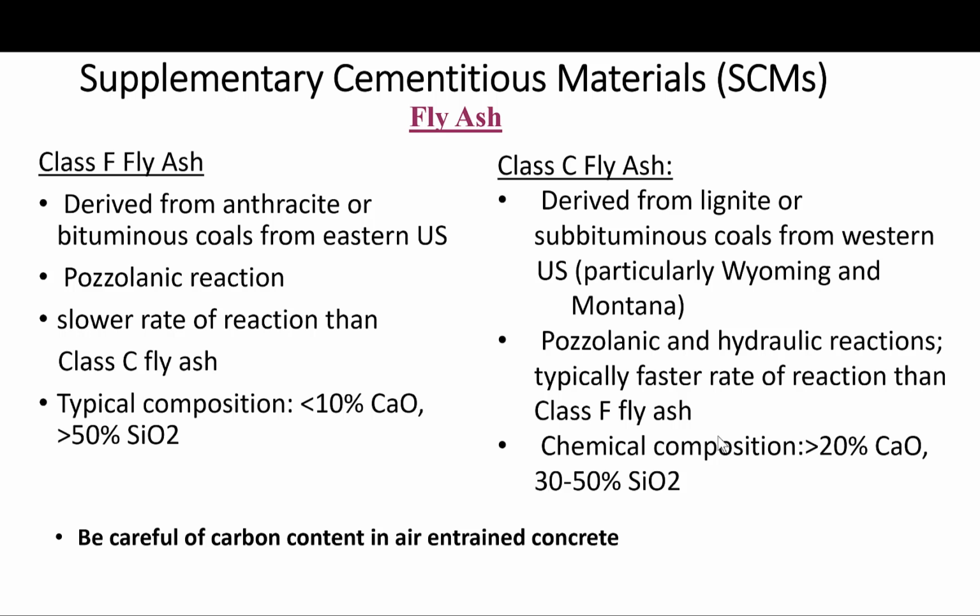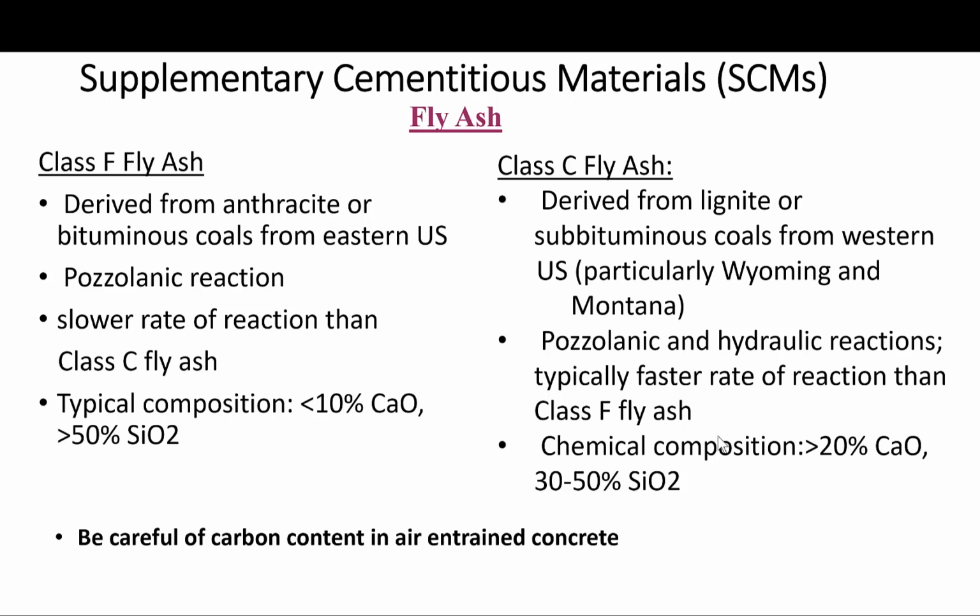Okay, so just to summarize some more the comparison between Class F and Class C. Class F is derived from anthracite or bituminous coals from the eastern US. Class C is derived from lignite or subbituminous coals from the western United States, particularly Wyoming and Montana. Class F has a slower rate of reaction than Class C. Class C has pozzolanic and hydraulic reactions because of the calcium oxide content, and it typically has a faster rate of reaction than Class F fly ash.